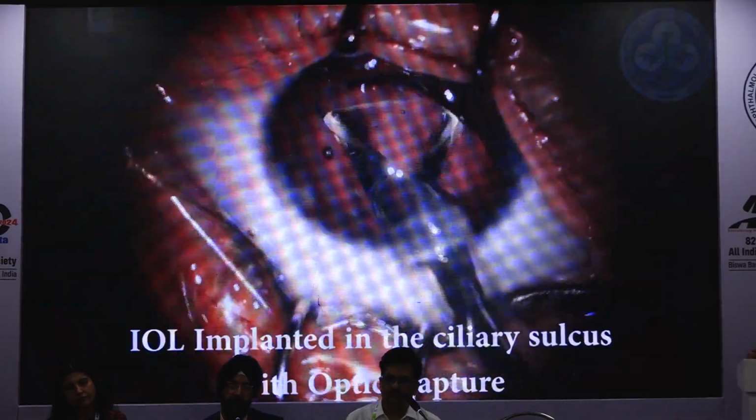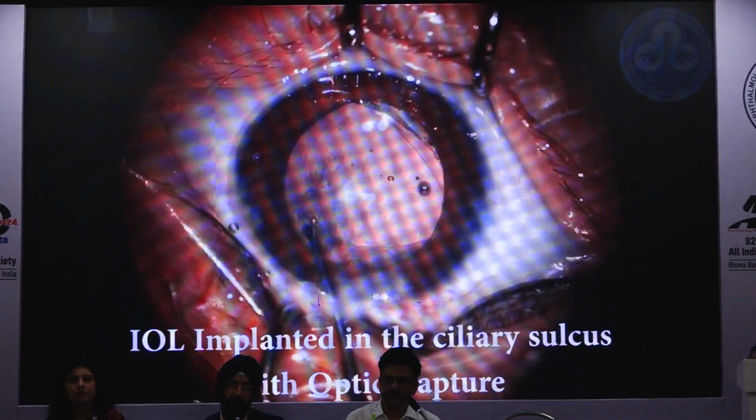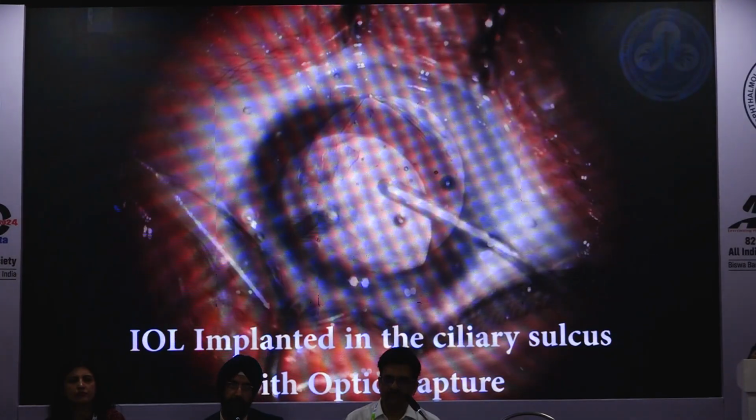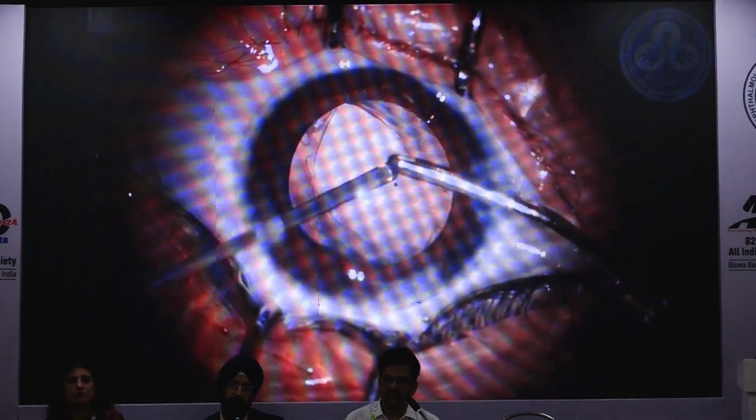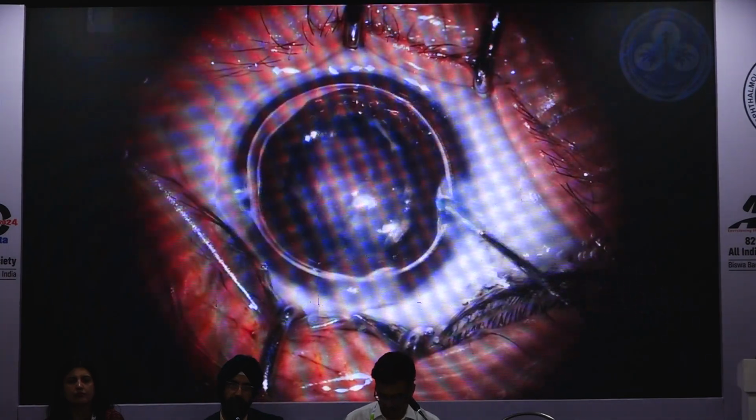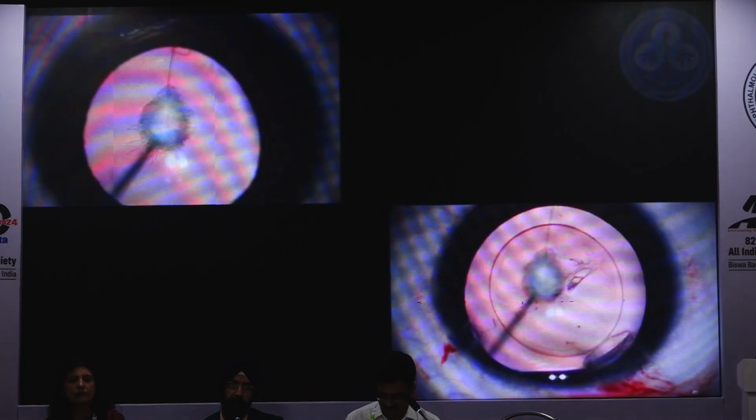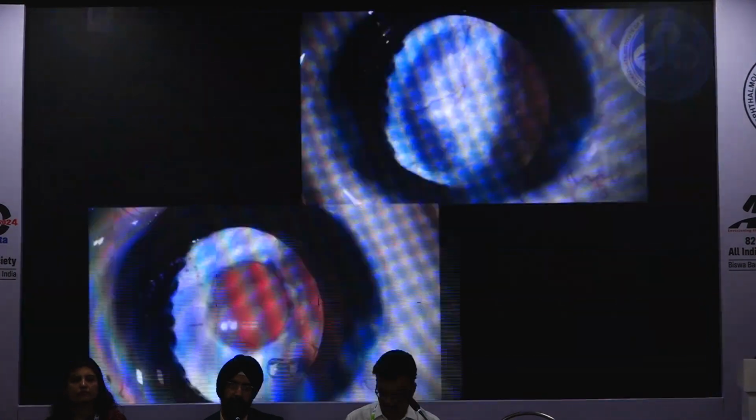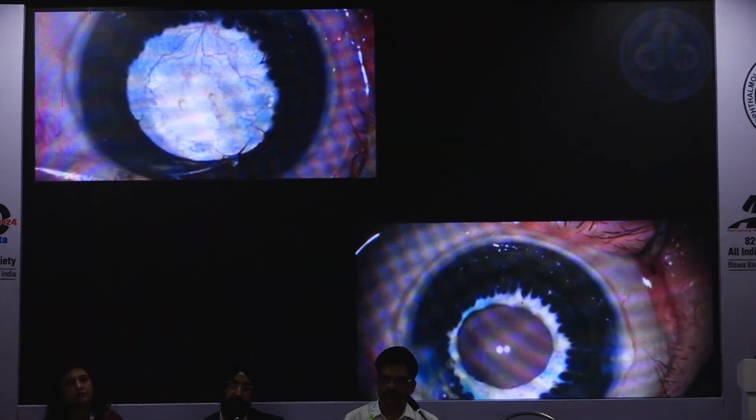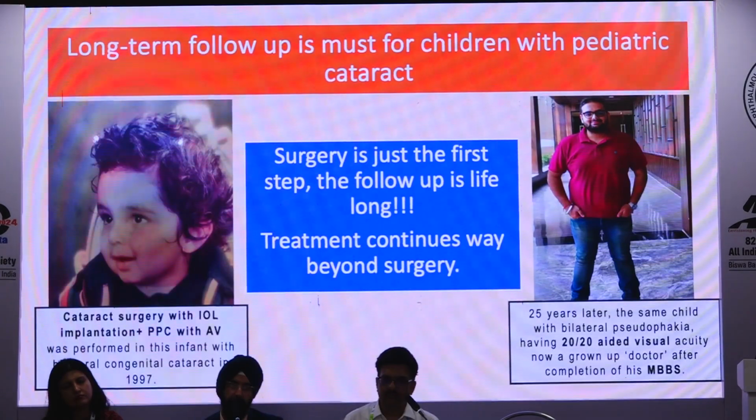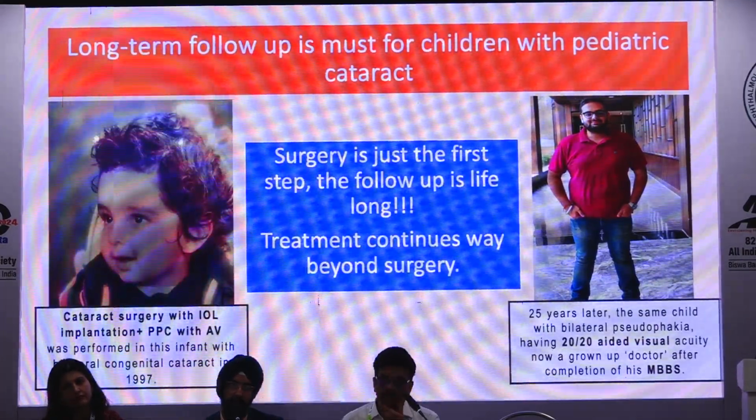And here we can do optic capture again, optic in the capsular bag and haptic in the sulcus. So these are some of the other cases of PHPV. Classical PHPV, this is a very advanced PHPV where posterior capsule is totally vascularized. So this is where it is extremely important to achieve long-term follow-up.